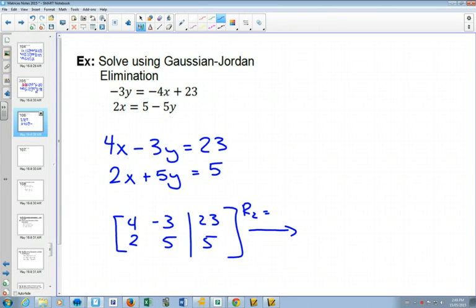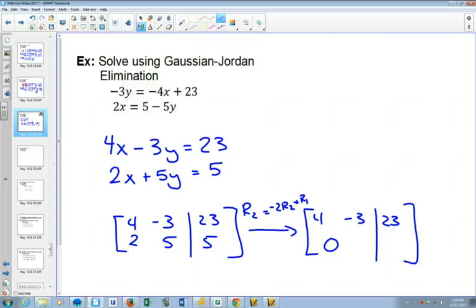So you can have any multiple of a row and add any other row to it. So if I want to get a 0 down here, that would be easiest if the second row was multiplied by negative 2 and then added to the first row. So I could take my second row and multiply it by negative 2 and then add it to row 1. Now my row 1 isn't changing here, so I still have 4, negative 3, and 23. Now if I multiply this by negative 2 and add negative 3, I'm going to get negative 13. Negative 10 plus 23, 13.